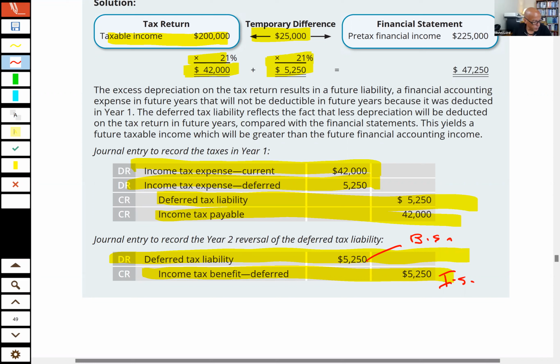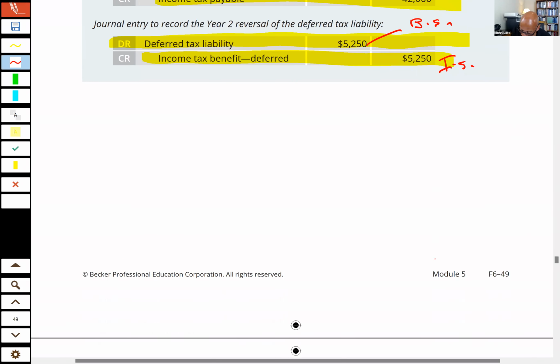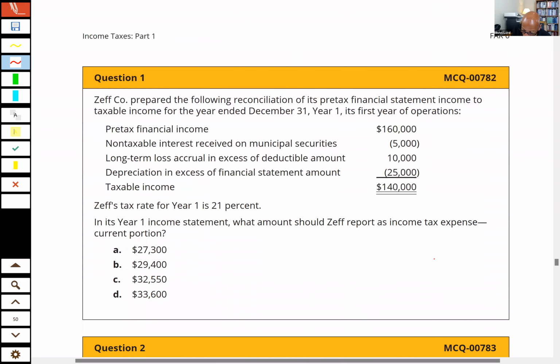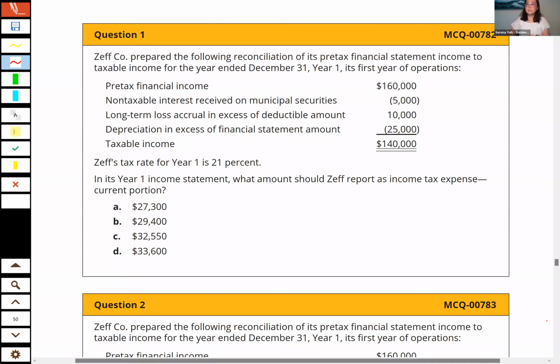Now you come over and let's go ahead and look at a couple questions. Let's apply that understanding right now. So I'll give you the poll here.